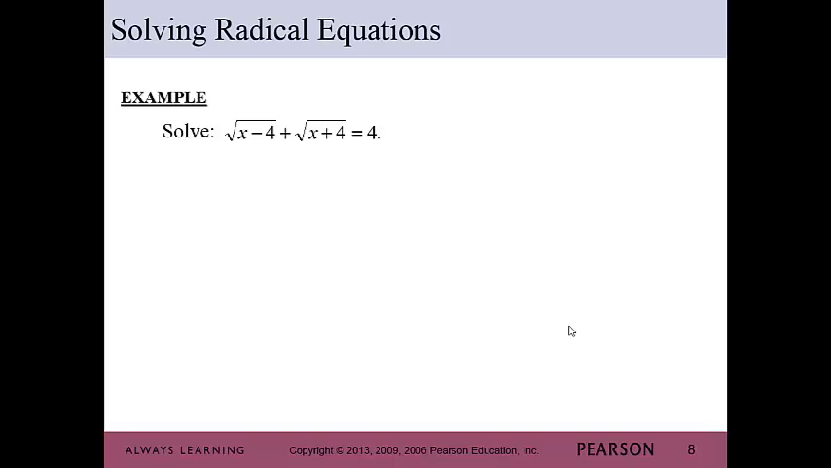Now, we have another problem that's a little bit different. So the first thing you got to realize is you're going to have to move one of these. It doesn't matter which one you move. But I'm going to move x plus 4 to the other side. So I'm going to subtract the square root of x plus 4. Oops, sorry, that's supposed to be negative.